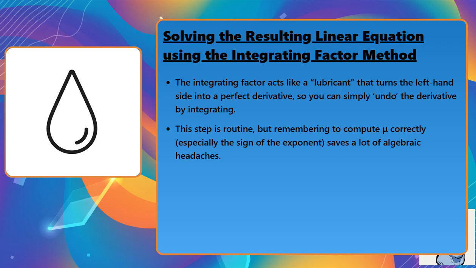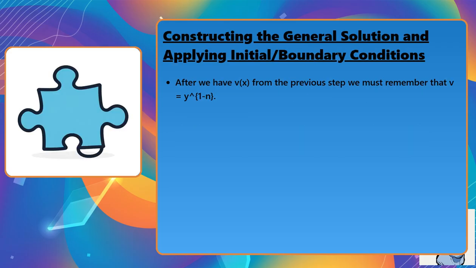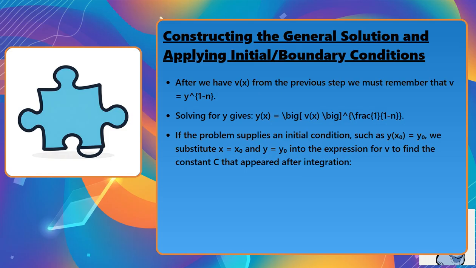After we have v(x) from the previous step, we must remember that v equals y to the power of 1 minus n. Solving for y gives y(x) equals v(x) raised to the 1 over (1 minus n). If the problem supplies an initial condition such as y(x0) equals y0, we substitute x equals x0 and y equals y0 into the expression for v to find the constant c that appeared after integration.